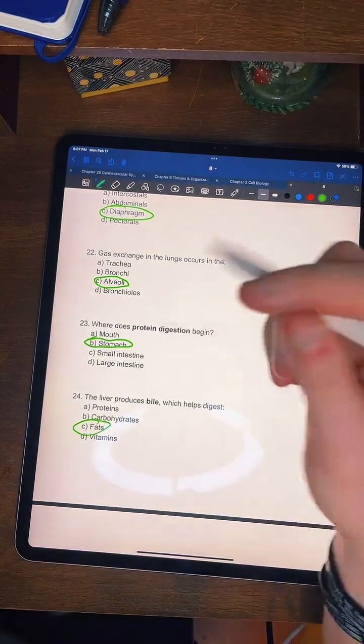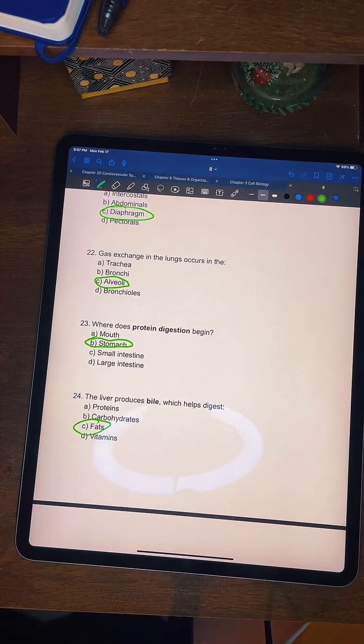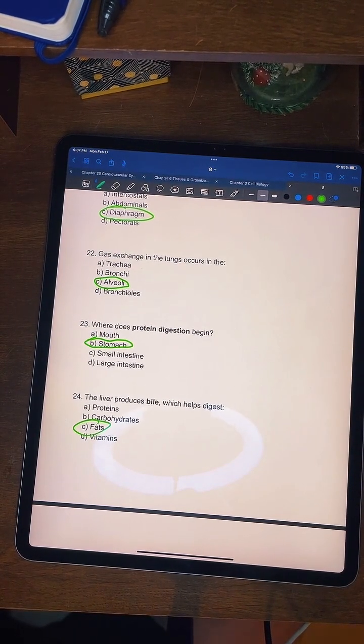The answer is fats. Were we all good on number 24? Did we need an explanation on that?